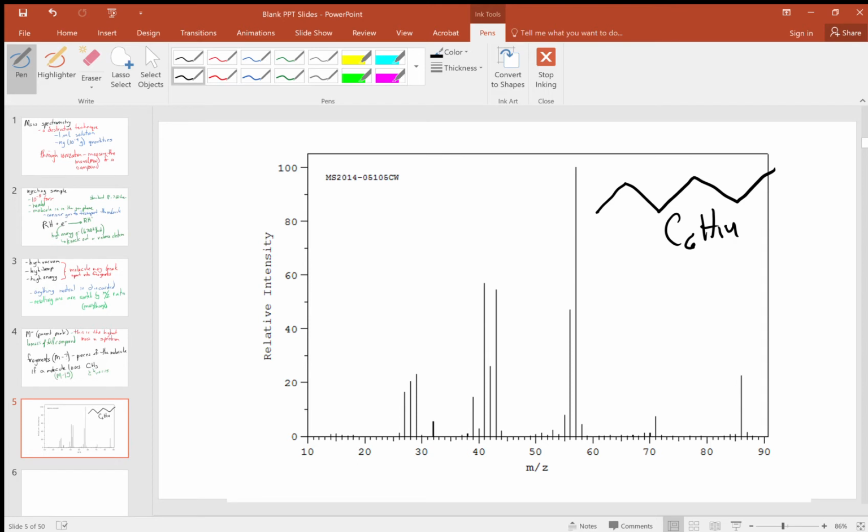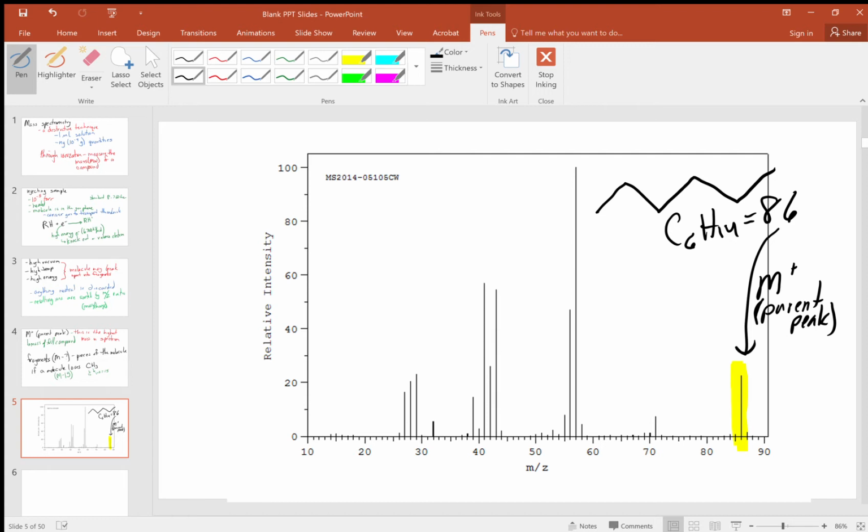What is the overall mass then for hexane? Well, if we add this up, we get a total of 86. Now, do we see a peak for 86 in this spectrum? We see a peak at 86 right here. So we would call that peak our M plus or our parent peak because it represents the entire molecule.